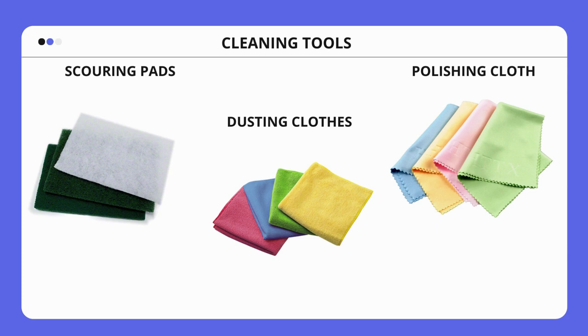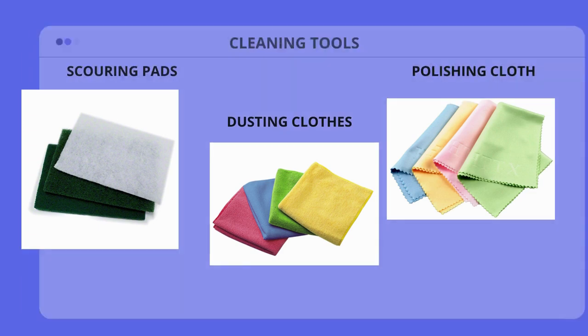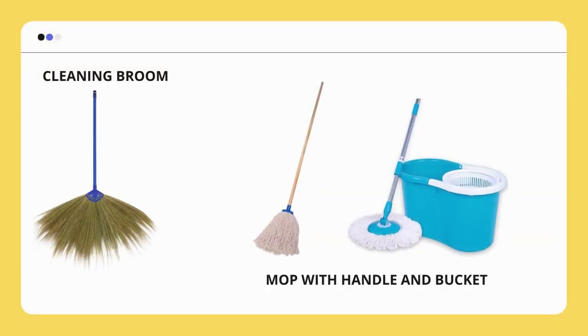Polishing cloth. It is made of soft cloth used to polish metal surfaces in kitchen and in bathrooms, and other parts of the house made of metal. Cleaning broom. It is used for sweeping the floor. Some made of hard materials can be used to remove cobwebs from the ceiling.